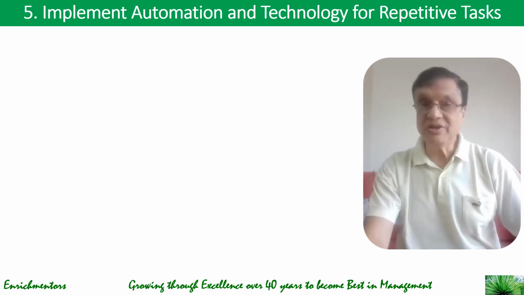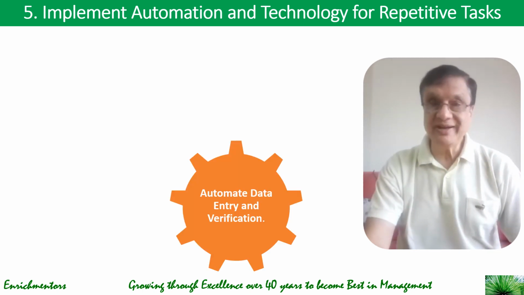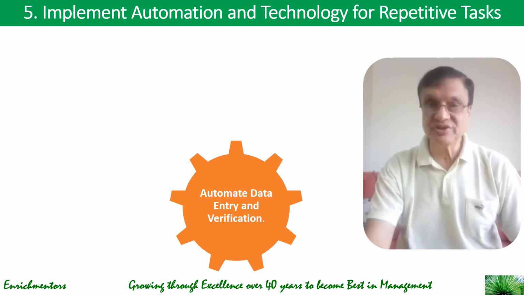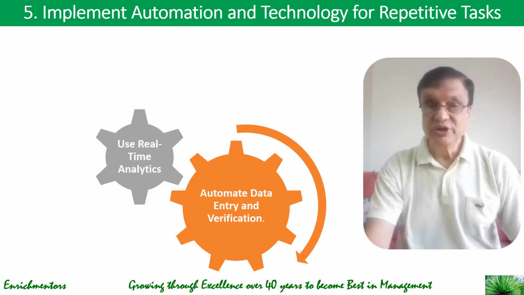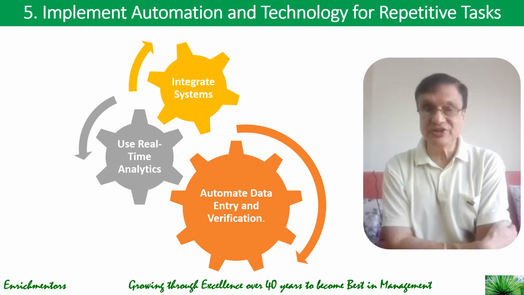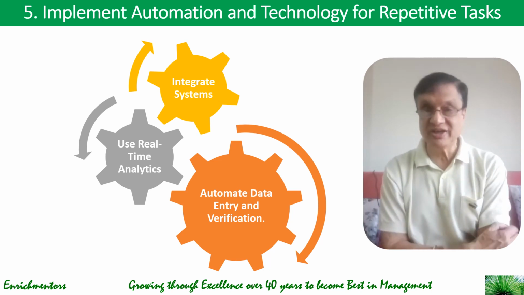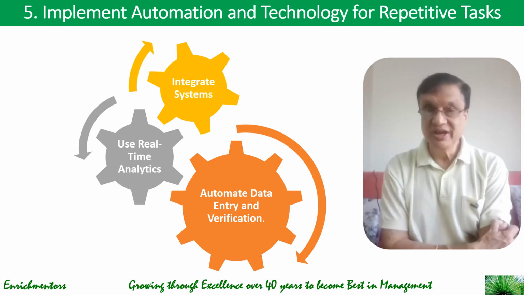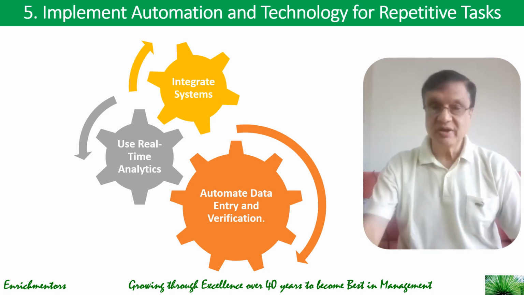Implement automation and technology for repetitive tasks. Automate data entry and verification. Use RCM software to automate patient registration, insurance verification, and coding, which can reduce the need for manual data entry and minimize errors as well. Use real-time analytics by implementing analytics to predict denials, identify coding errors, and flag claims likely to be delayed. That will allow your staff to proactively address these issues. And integrate systems. Ensure that EHR and billing systems are integrated to minimize data duplication, reduce handoffs, and improve workflow effectively.